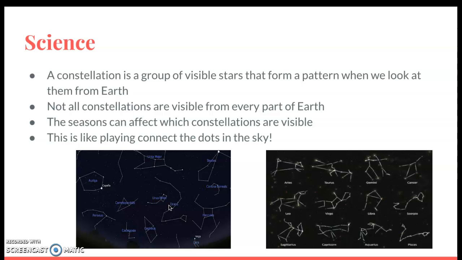So for the science aspect, a constellation is a group of visible stars that form a pattern when we look at them from Earth. Not all constellations are visible from each part of Earth. The seasons can affect when constellations are visible, and it's like playing connect the dots in the sky. And you can see we have pictures of some constellations that you can see in the sky.